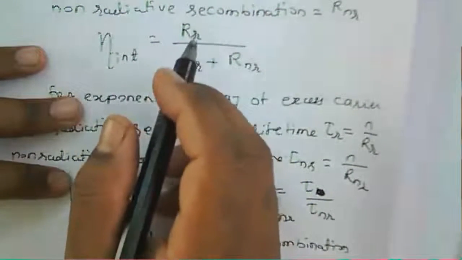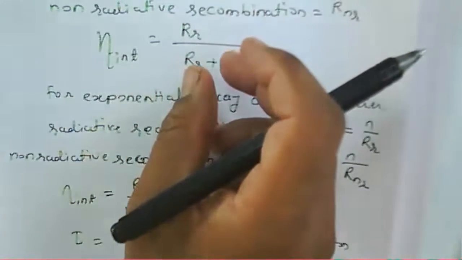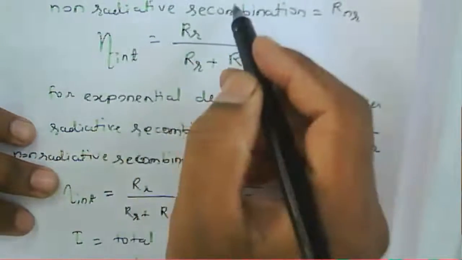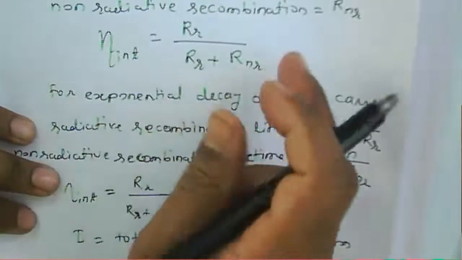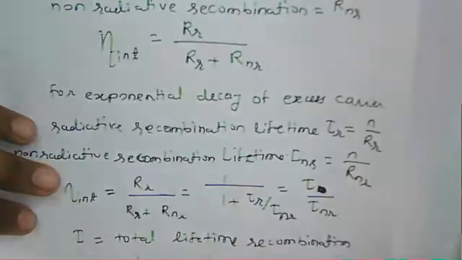But what happens in this particular active region? There may be a self absorption effect, and that will reduce the non radiative recombination rate.